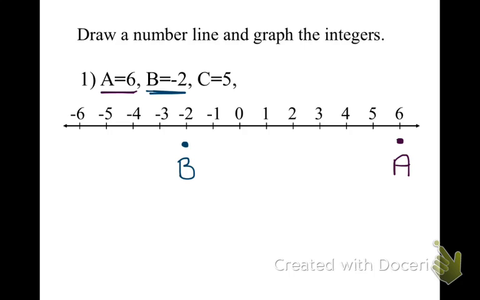And then lastly, I'm looking at value C. C is located at 5. So I'm going to put a dot up here because I don't want to get my C too close to my A, and draw my value C. And now I went ahead and graphed my integers. How did I graph them? I just found the number on the number line and made sure to label them.